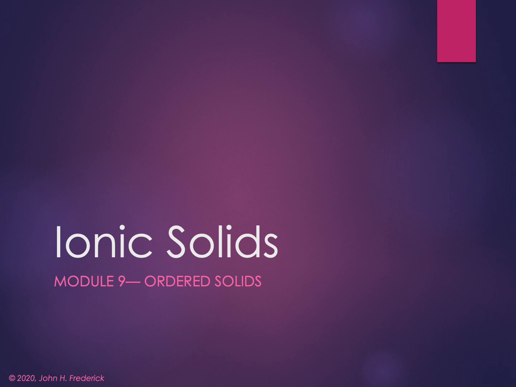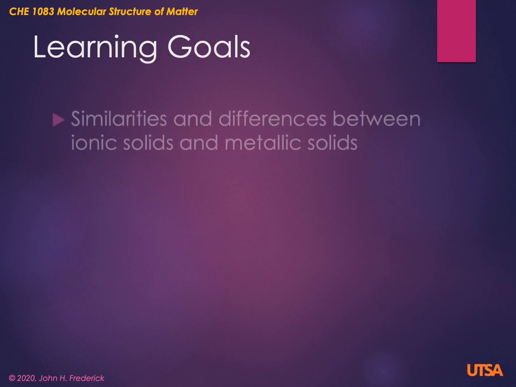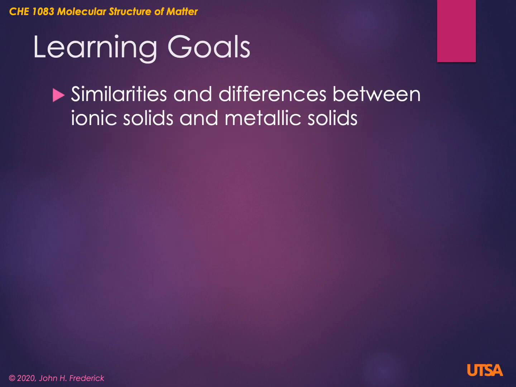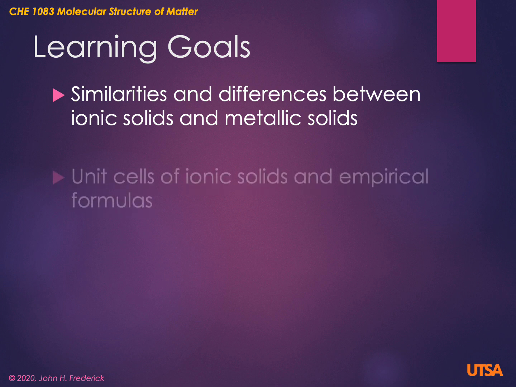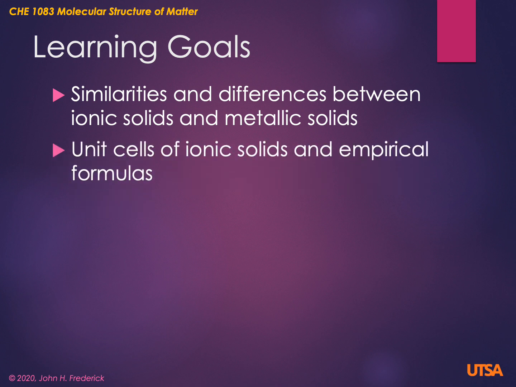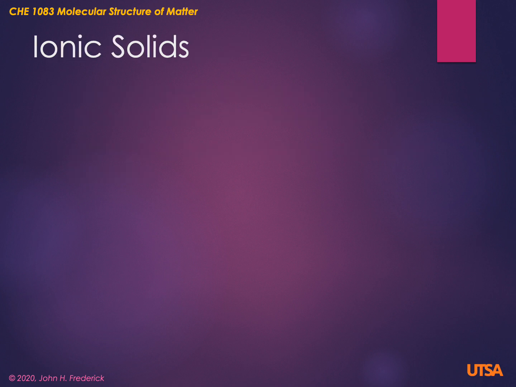At this point, you should have some familiarity with ordered solids, closest packed solids, and their unit cells. Now let's see how these are expressed when we think about ionic solids. Our learning goals are going to be to look for the similarities and differences between our metallic solids, the earlier variety that we've been looking at, and ionic solids. We're also going to be interested in how the unit cells can express the empirical formulas of ionic solids and what sort of considerations must go into forming those.